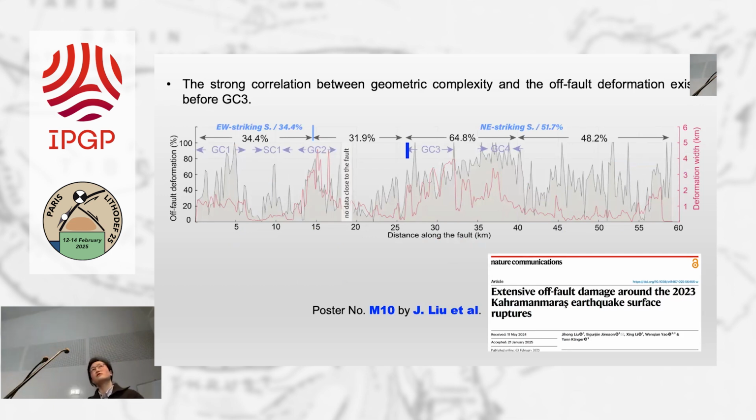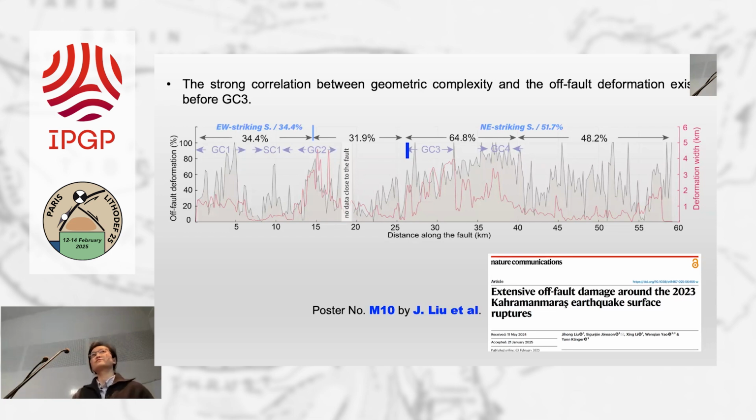From our calculation of the off-fault deformation, we can say on the eastern striking section, the off-fault deformation is about 34%, but to the west it increased a little bit. Along the northeastern striking section it is about 52%. Previous studies already emphasized the strong connection between the off-fault deformation and the geometrical complexities.